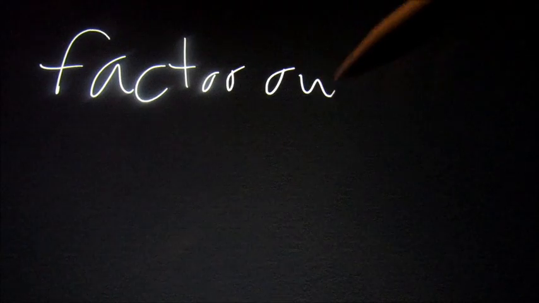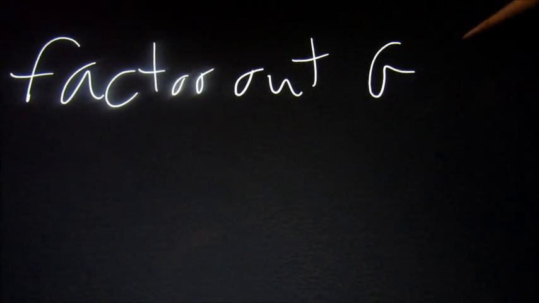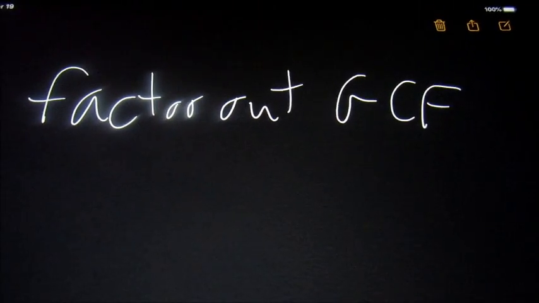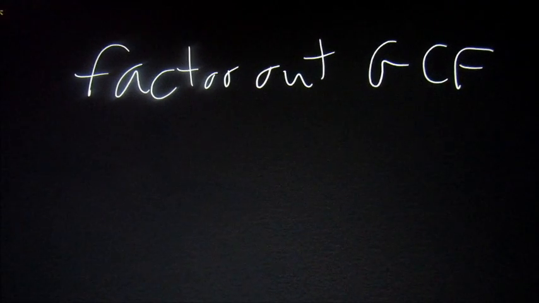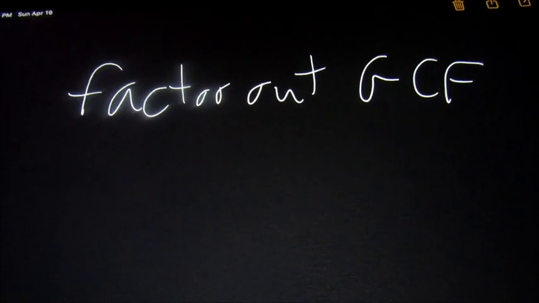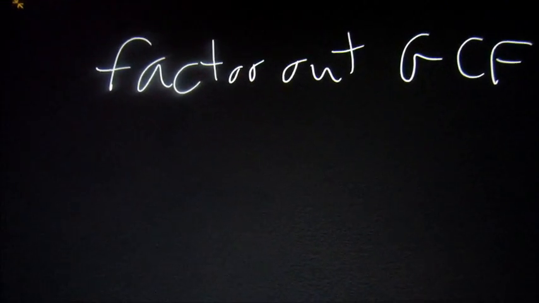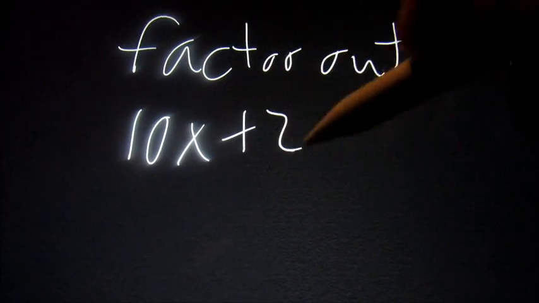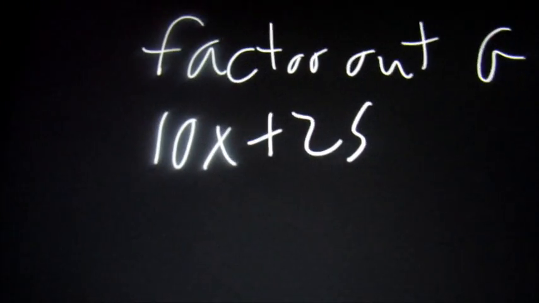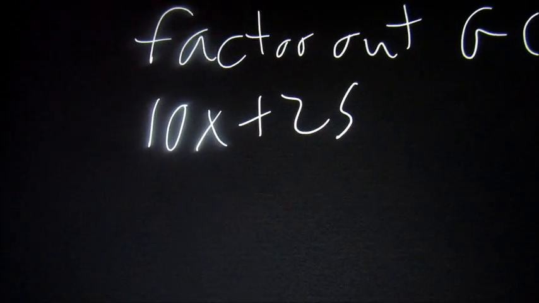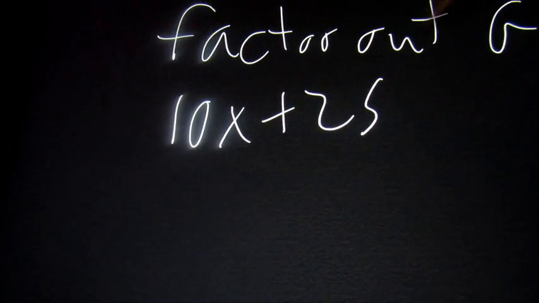Okay, so you're going to get a bunch of questions where it just says, what is the greatest common factor? But then you're going to get some that say, factor out the greatest common factor. Now here, they don't want just the greatest common factor. They want you to put all the factors that still exist. So, for example, let's say we have 10x plus 25. What number will divide into both of these numbers?